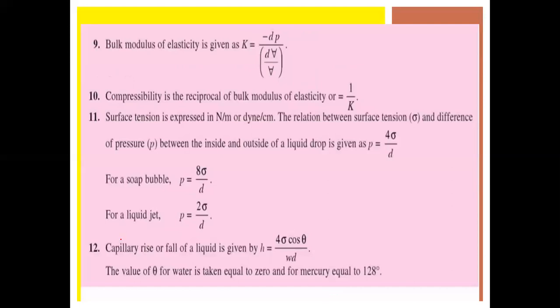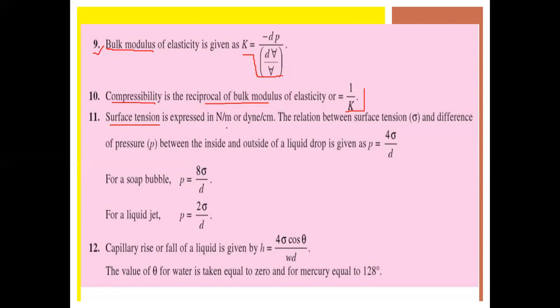Next, if you see the formula for bulk modulus K, we have done some problems also. K is equal to minus dP by dV by V. Compressibility is the reciprocal of the bulk modulus, meaning 1 by K simply. So what is the bulk modulus? This is the formula for the bulk modulus. And what is the compressibility? Just 1 by K, right? 1 by K. Next, surface tension definition, surface tension. So this is a compressibility definition. This is a bulk modulus definition.